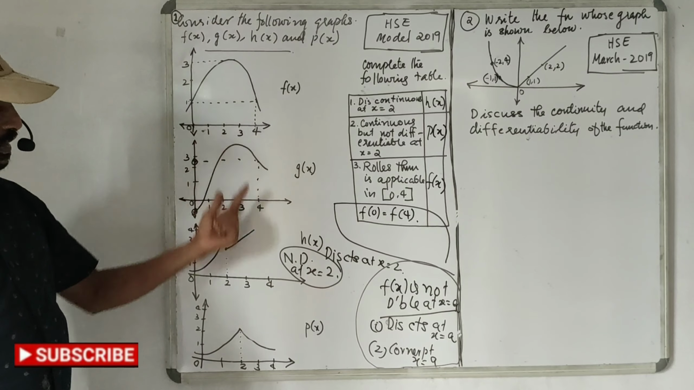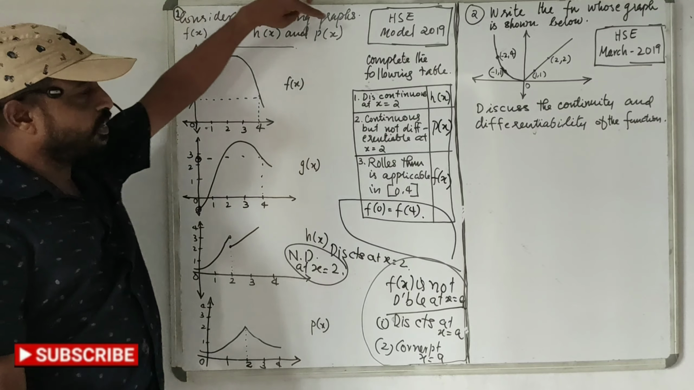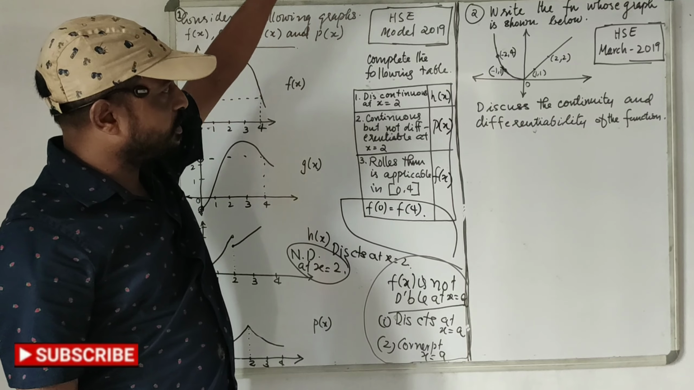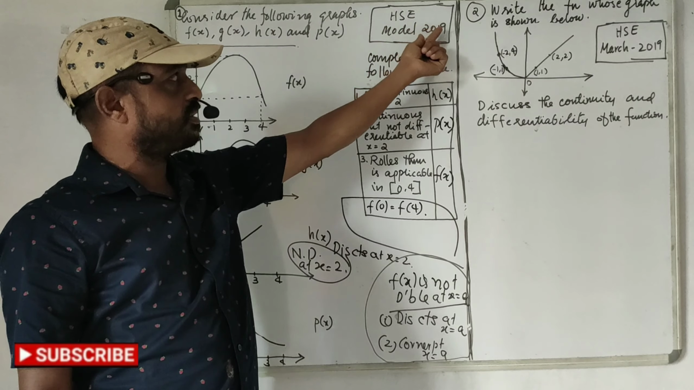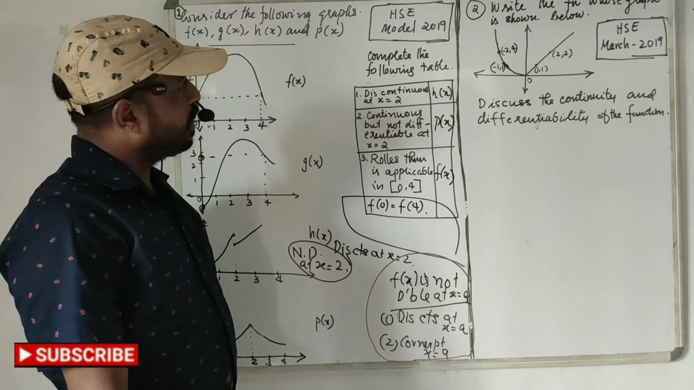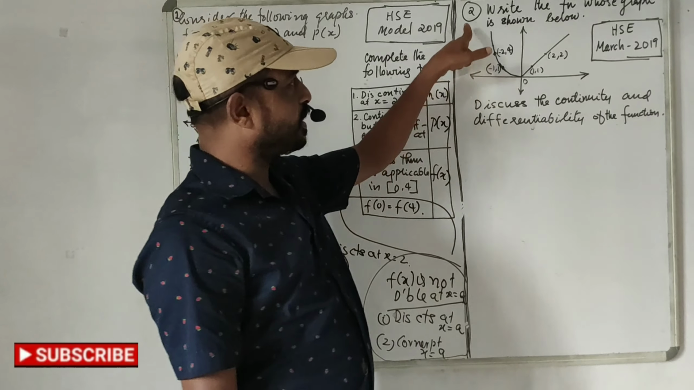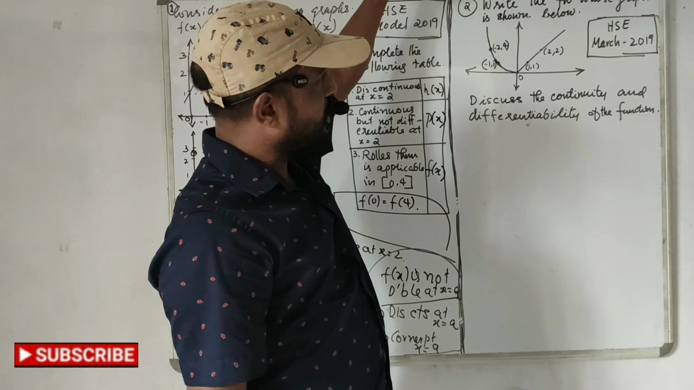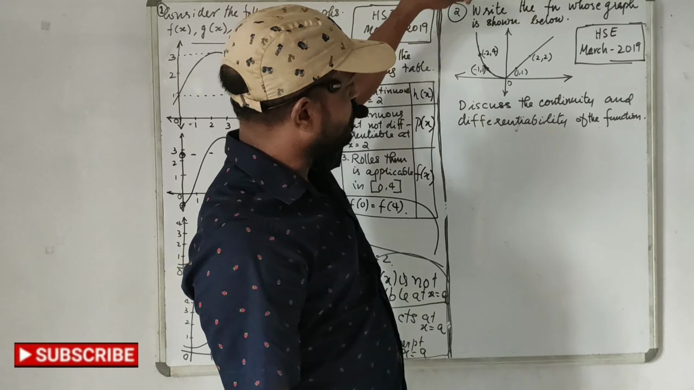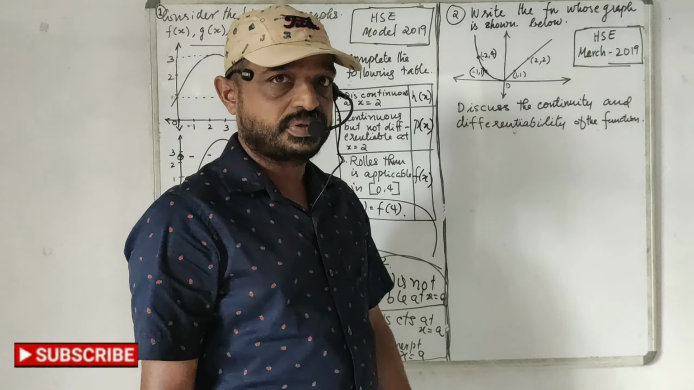See, now I think this problem is quite clear to you. Let us move to the second rule. See, this is a higher secondary examination, board examination question in the year 2019. Model examination. See, let us go to the second question. See, write the function whose graph is shown below. Discuss the continuity and differentiability of the function.